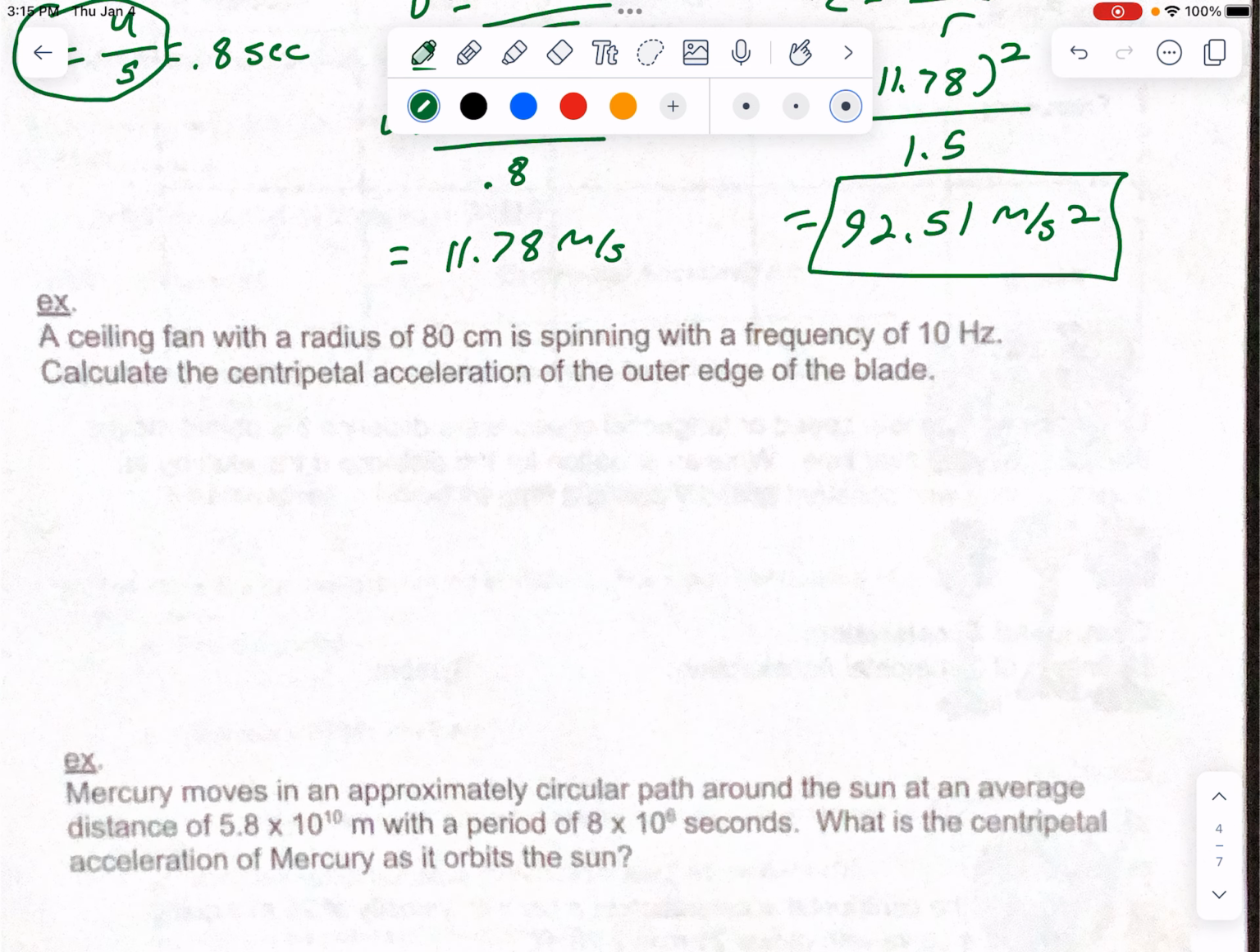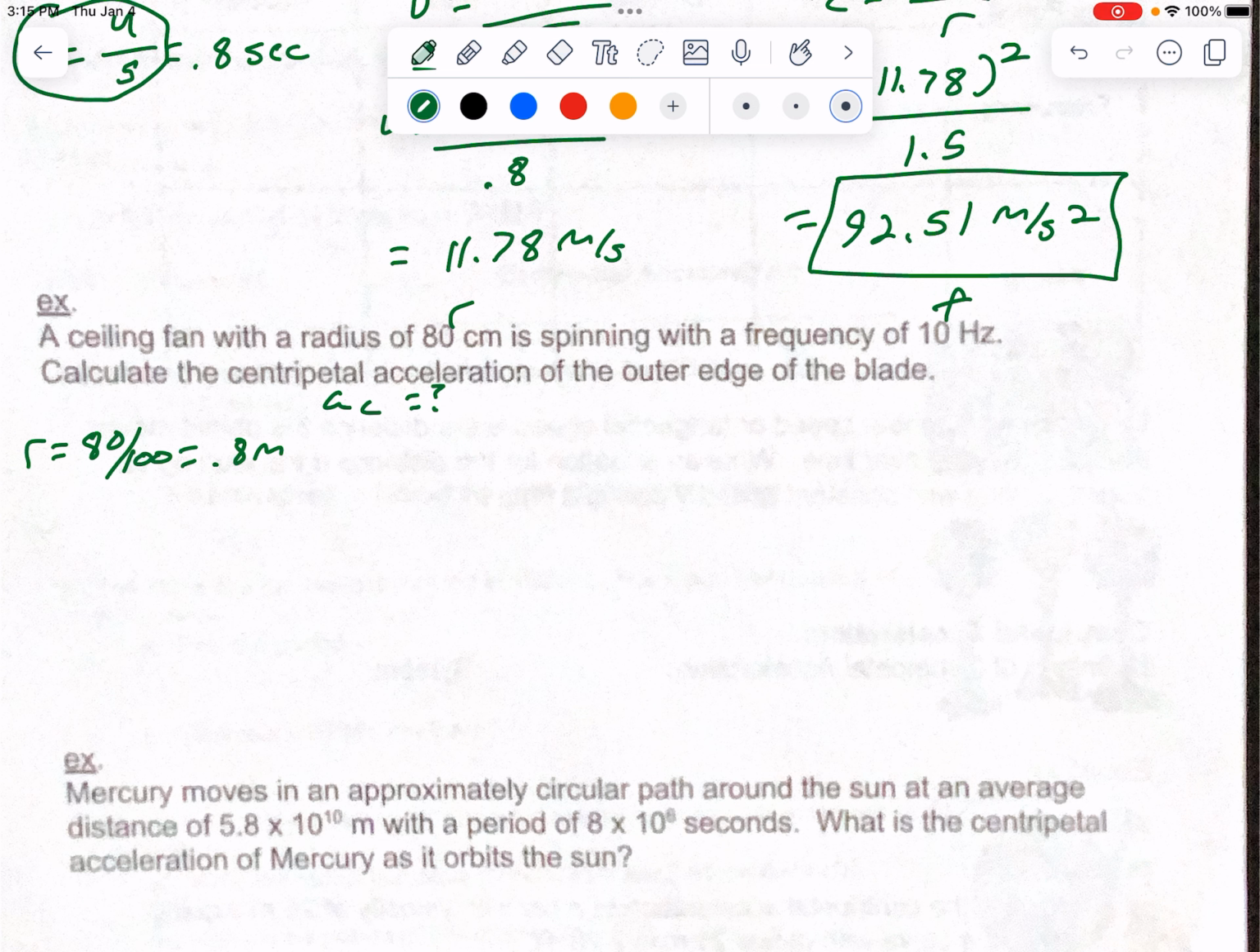Now, a ceiling fan with a radius of 80 centimeters, so we have our radius, is spinning with a frequency of 10 hertz. We have frequency. Calculate the centripetal acceleration of the outer edge of the blade. So we are looking for AC. Now, first, we can't have radius in centimeters, so 80 divided by 100 should fix that, so that's 0.8 meters.